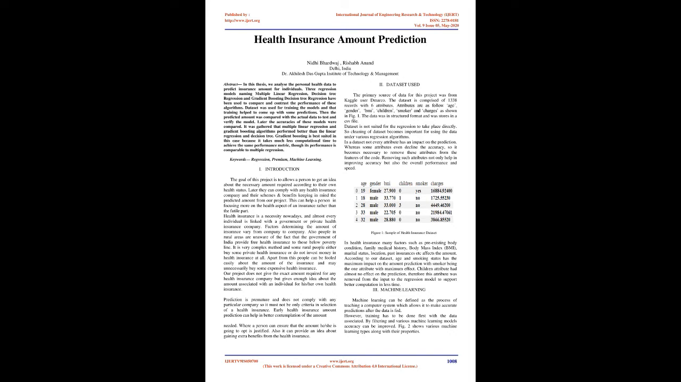Health insurance is a necessity nowadays, and almost every individual is linked with a government or private health insurance company. Factors determining the amount of insurance vary from company to company. Also, people in rural areas are unaware that the government of India provides free health insurance to those below the poverty line. It is a very complex method, and some rural people either buy some private health insurance or do not invest money in health insurance at all.